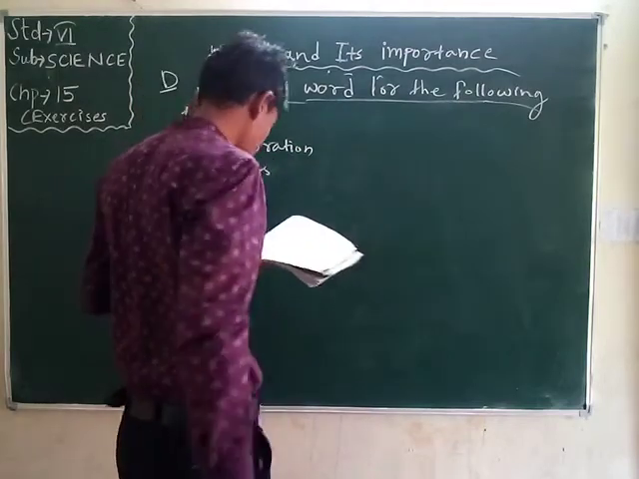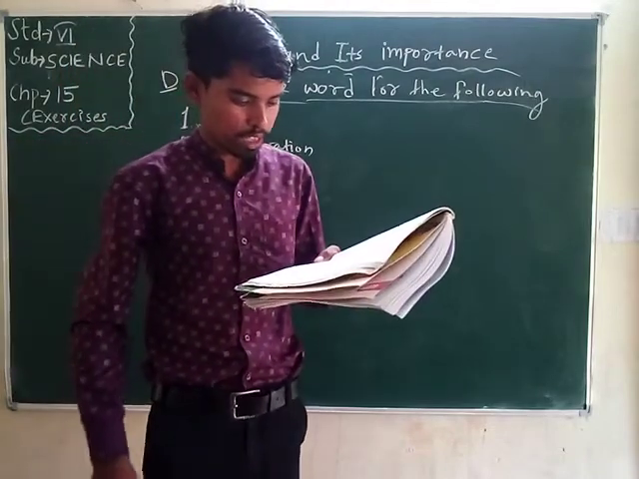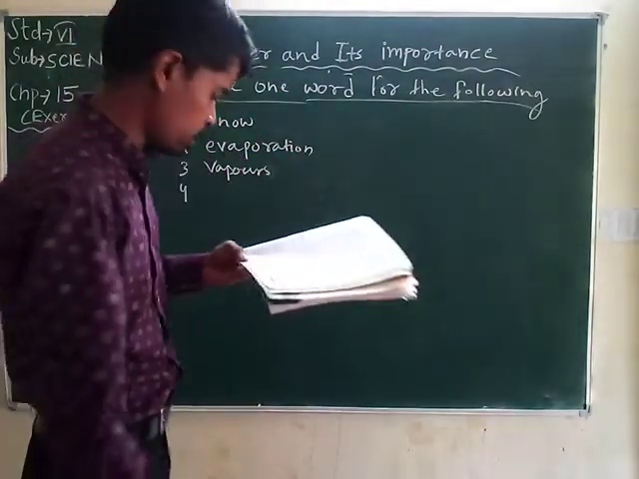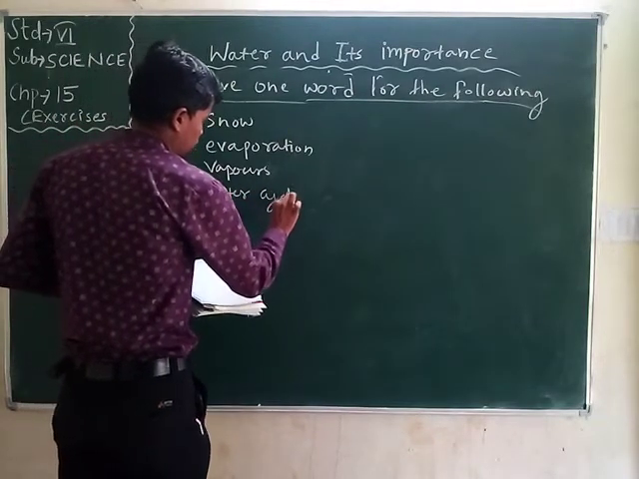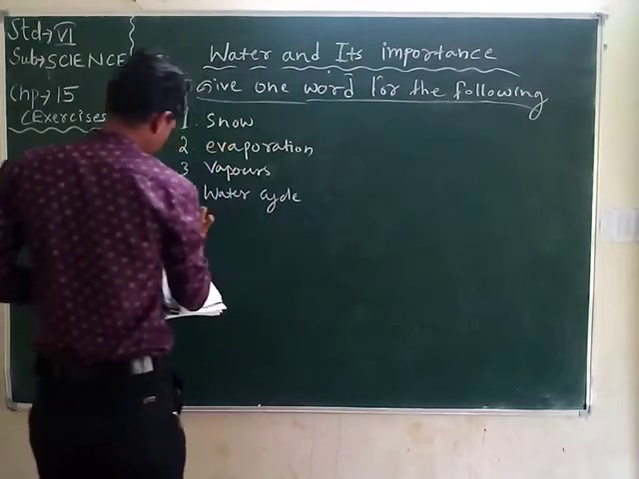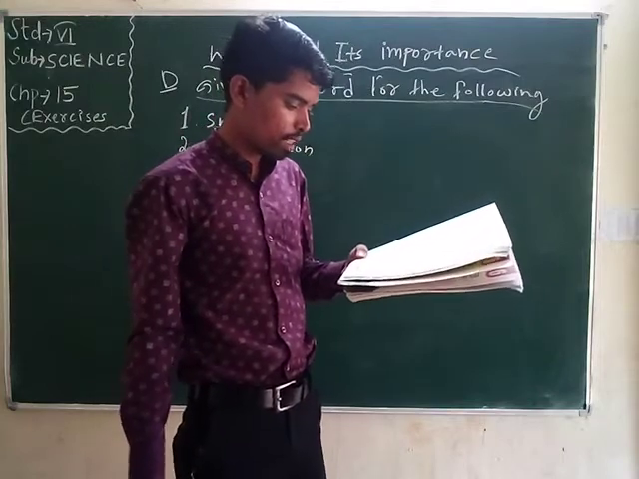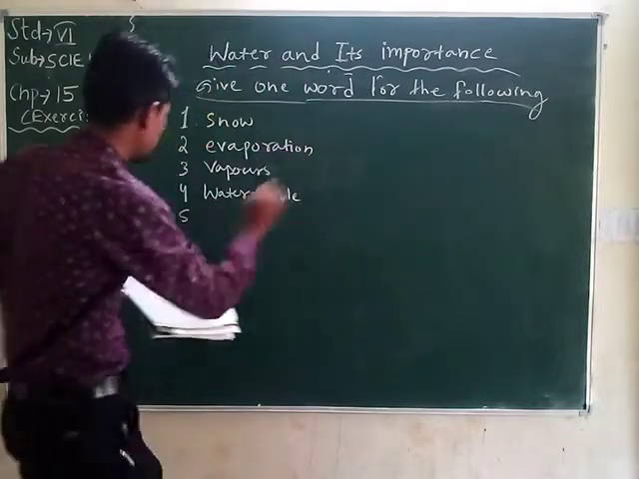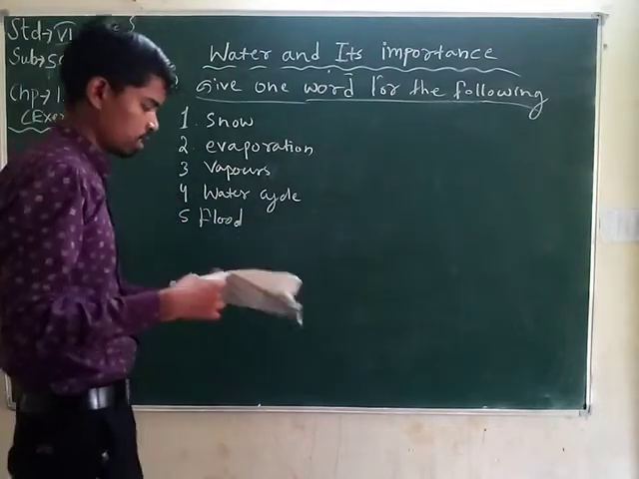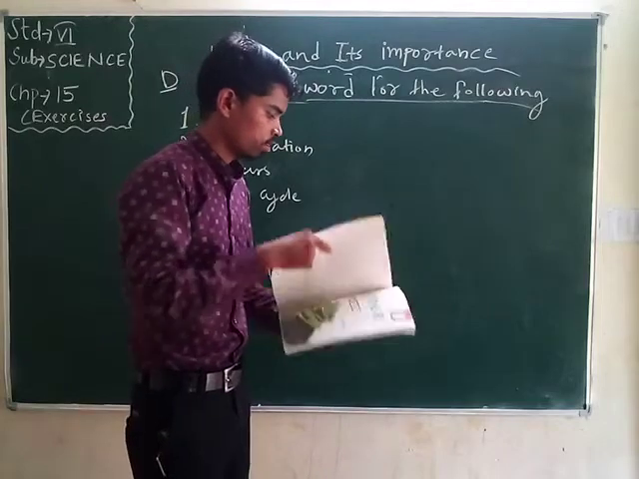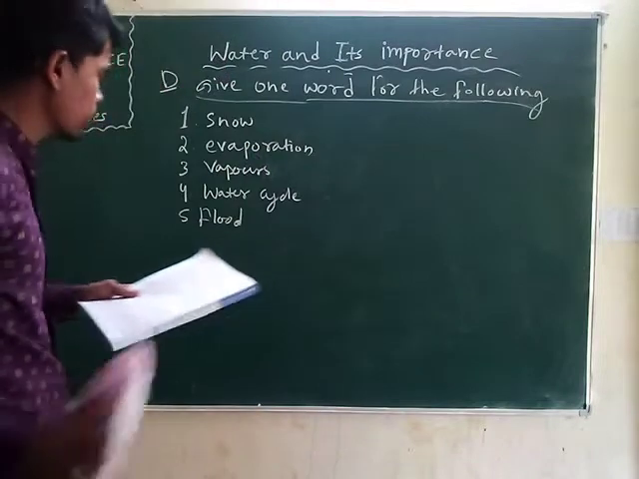Number 4, continuous evaporation and condensation of water in nature, that is water cycle. Condition caused by excess of rain in a region, that is flood. Okay, student, next number. Now we come to number E, match the columns.